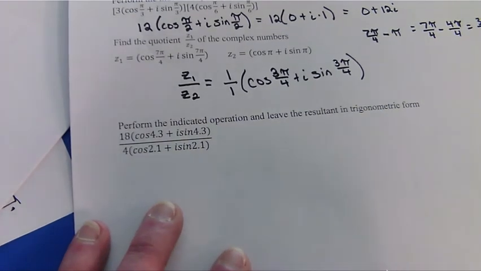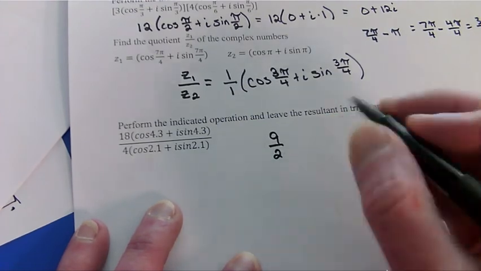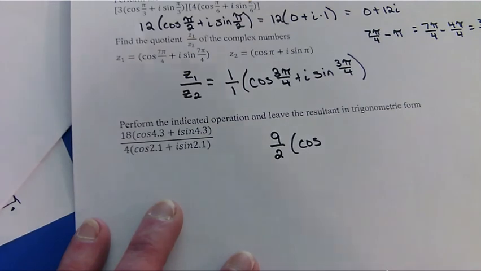This means to divide. 18 divided by 4 is going to be 9 over 2. Cosine of, subtract the angles.